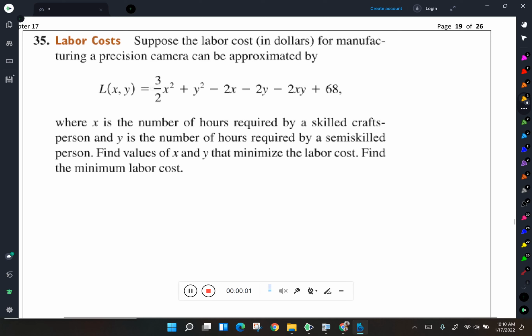Okay, everyone, welcome back to part 3. This is going to be part 3 of our, what is this? This is section 17.3, finding extrema. And we're going to take a look at an application or word problem for finding extrema. And so here's our problem.